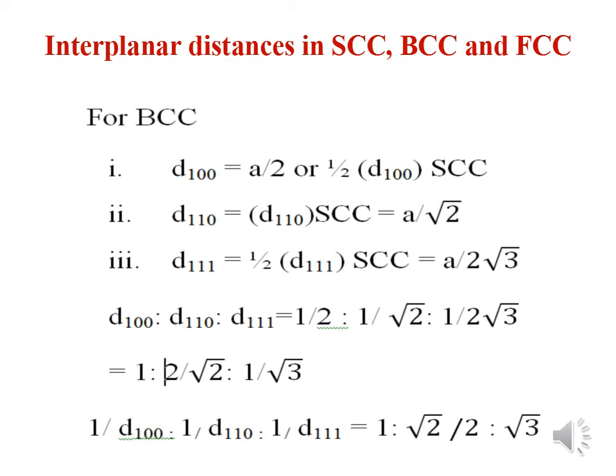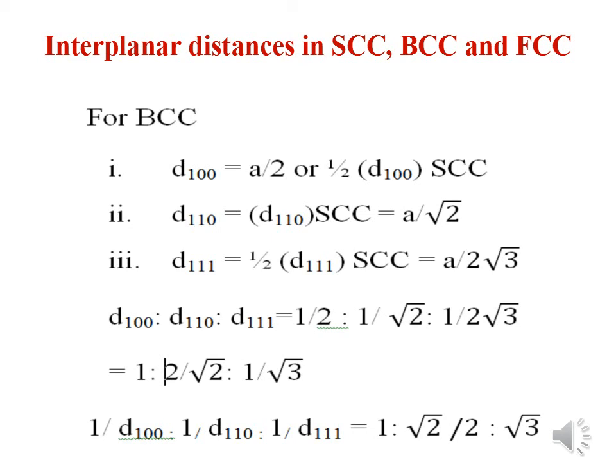For a body-centered cubic crystal structure, the interplanar distance for the 100 plane is d100 equal to half the value of the SC crystal structure, a by 2. For 110 there is no additional plane. The interplanar distance of the 110 plane is similar to the SC crystal structure value, a by root 2.